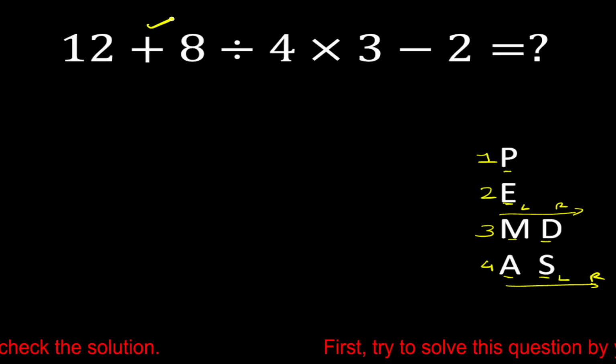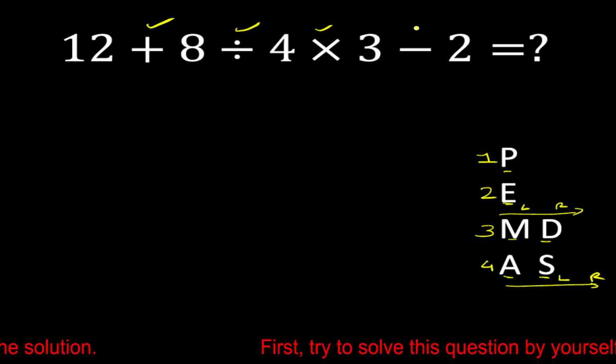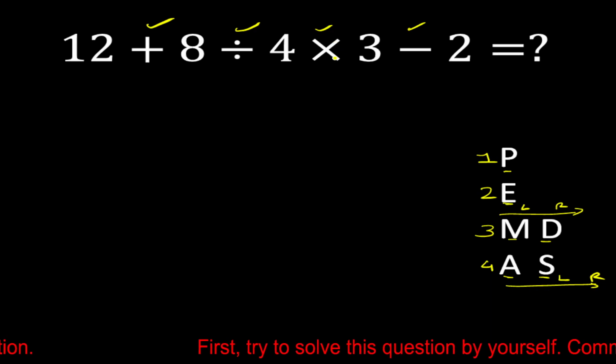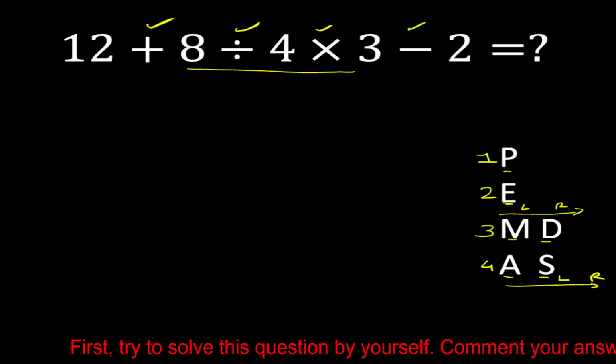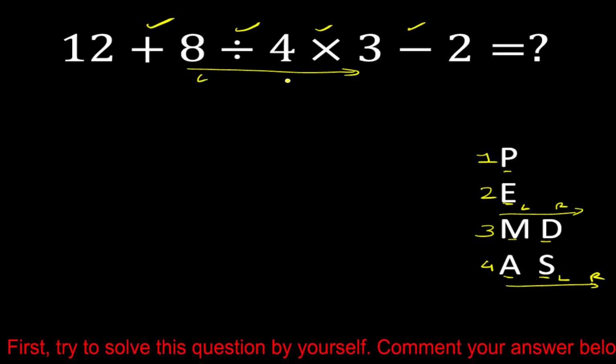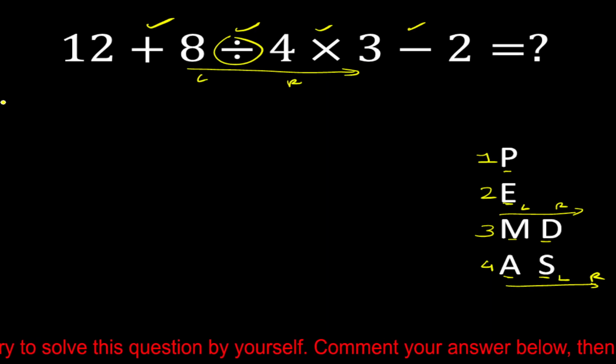In this question we have one addition, one division, one multiplication, one subtraction. According to the PEMDAS rule, first we have to solve multiplication and division, and both have equal priority, so we have to solve it from left to right. So first we have to solve this division.